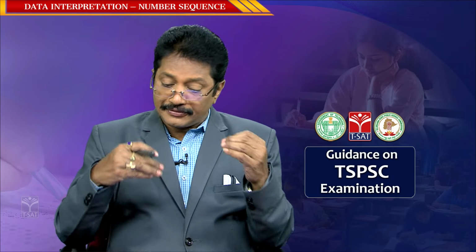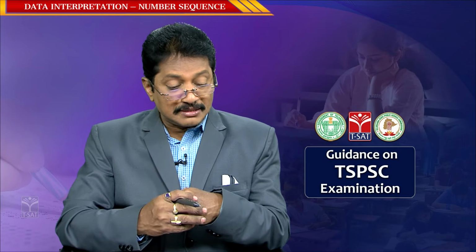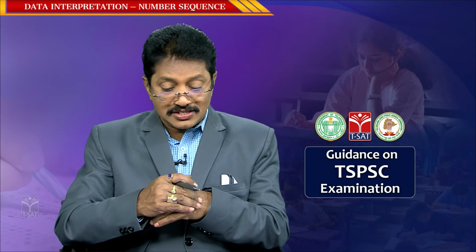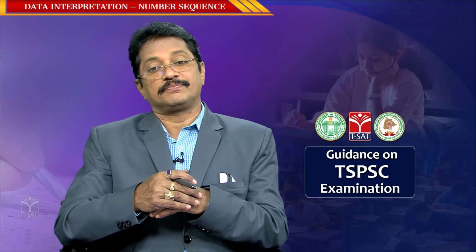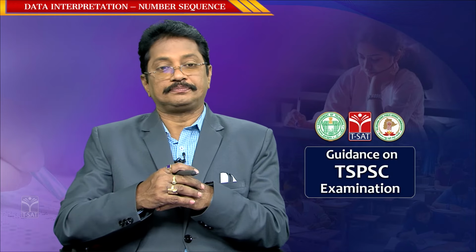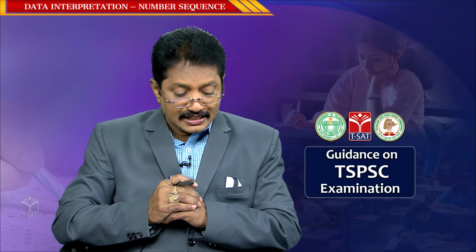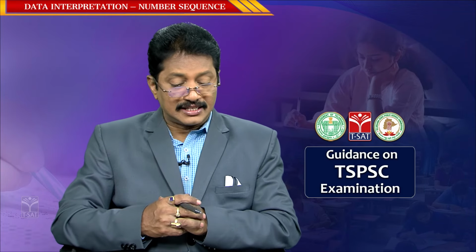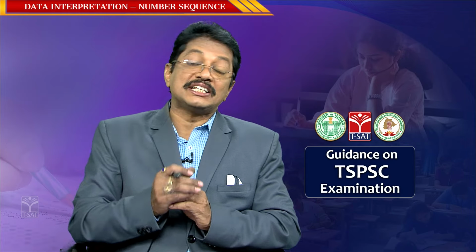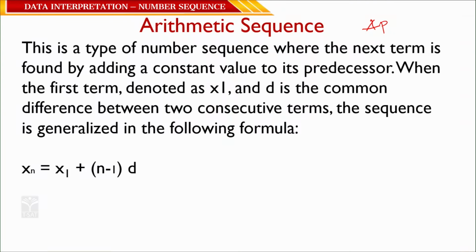This is a type of number sequence where the next term is found by adding a constant value to its predecessor, adding or subtracting. When the first term is denoted as x1 and d is the common difference between the consecutive terms, the sequence is generalized in the following formula: xn is equal to x1 plus (n minus 1) d. This is the formula for the nth term of an arithmetic progression.